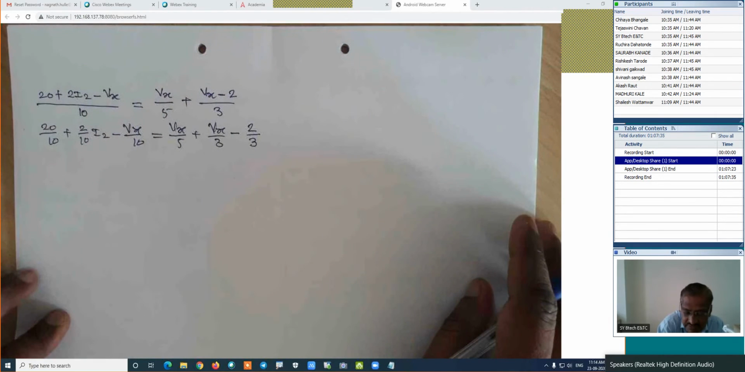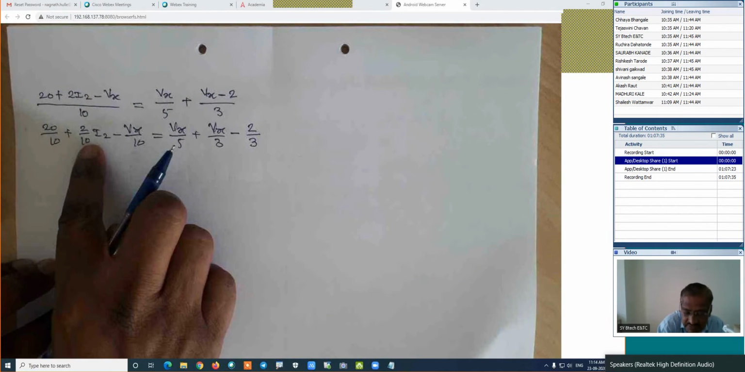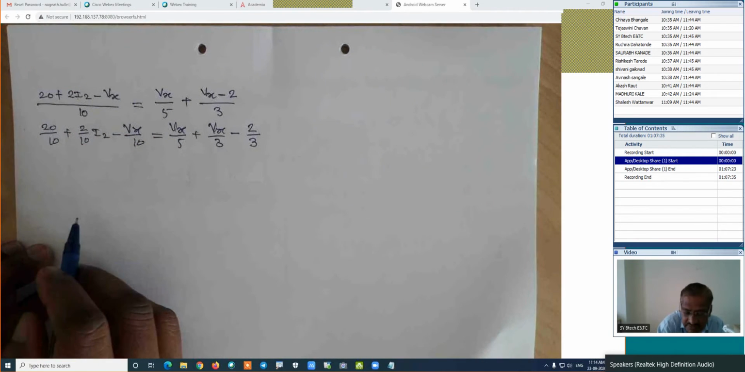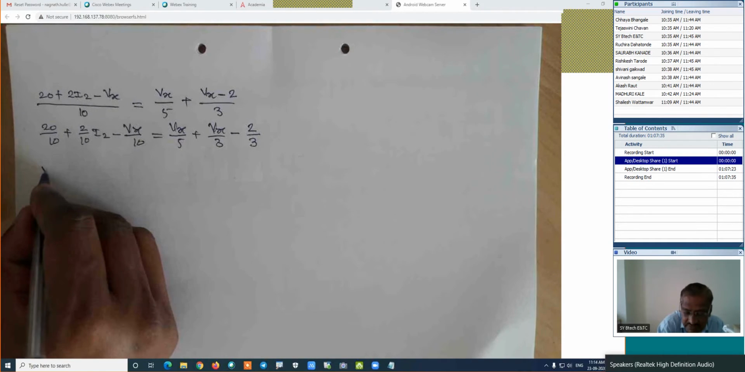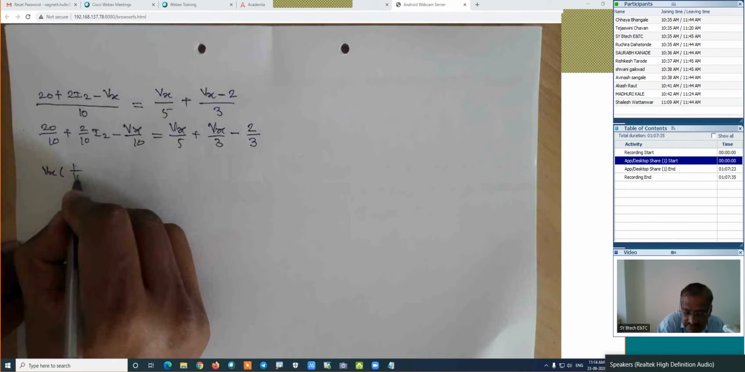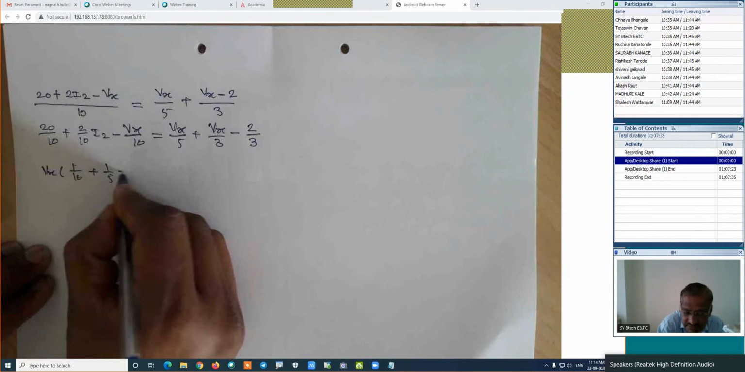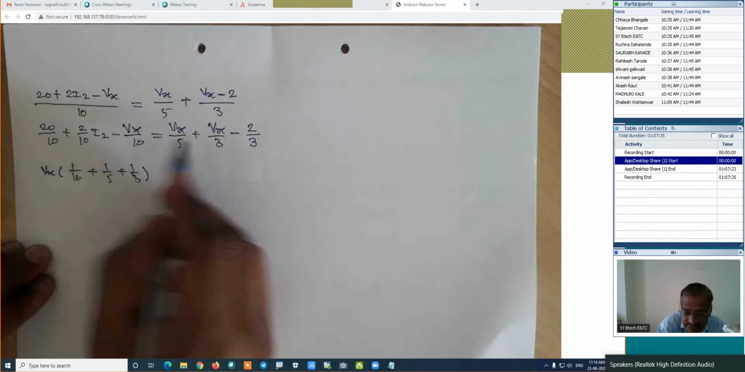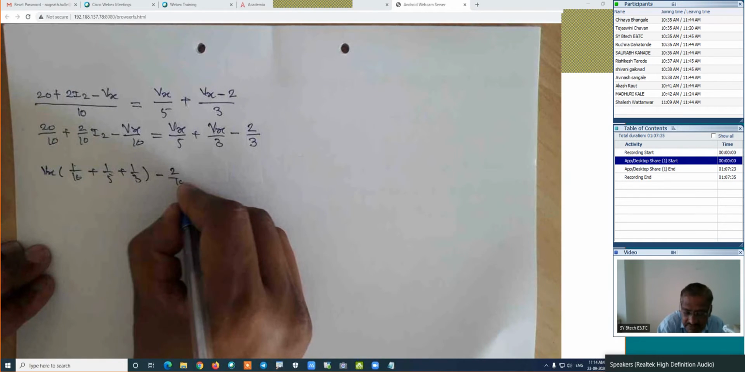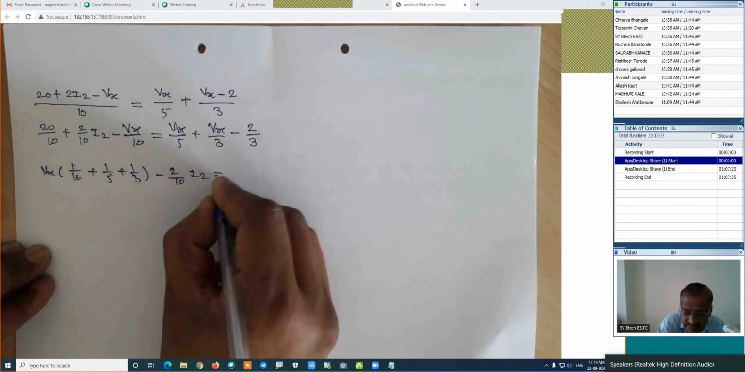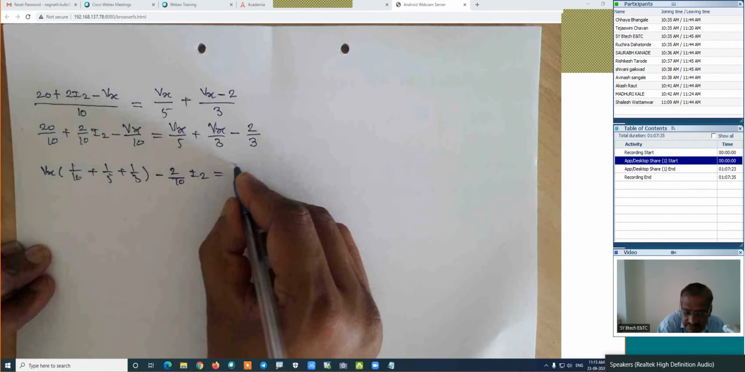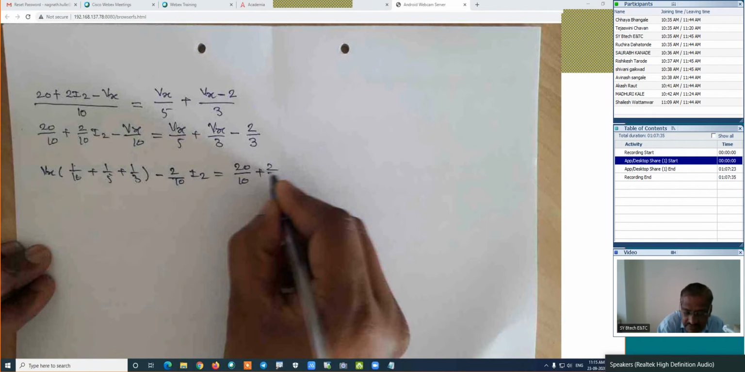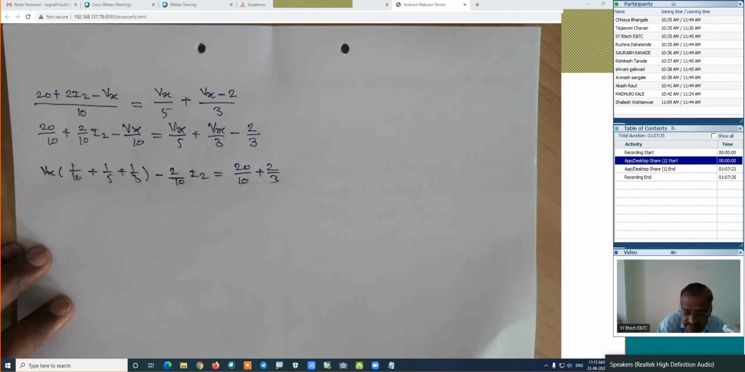If you are shifting this Vx to the next side, this Vx to the next side we shift करते हैं. As well as I will shift this I2 also to the next side and I will take Vx as common. Then it is 1 upon 10 plus 1 upon 5 plus 1 upon 3. This value I am shifting to the next side. It will become minus 2 by 10 into I2, which is equal to this constant I am shifting to the left-hand side. That will become plus, that is 20 divided by 10 plus 2 divided by 3. Find out this equation, Vx and I2.